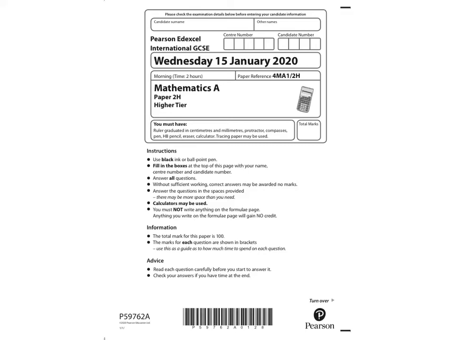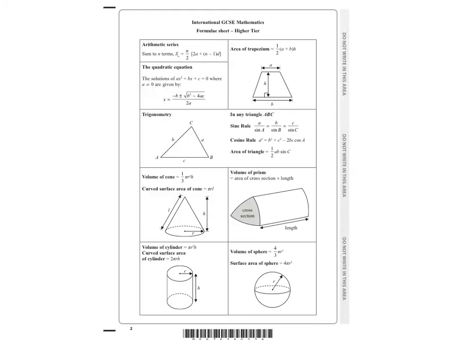Okay, so we have paper 2H, January 2020, and we have Miss Hayden Higgins solutions. So then, here we go, ready to start.